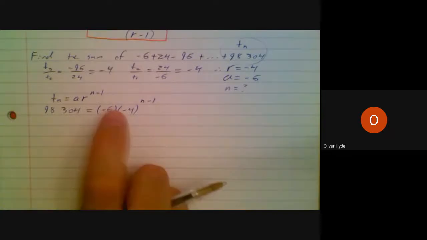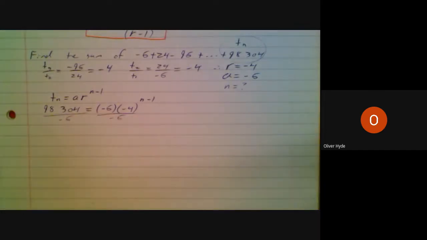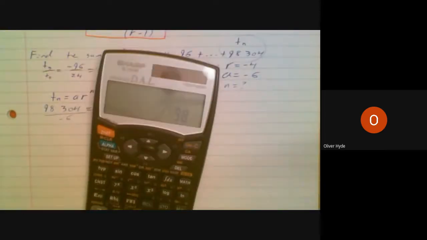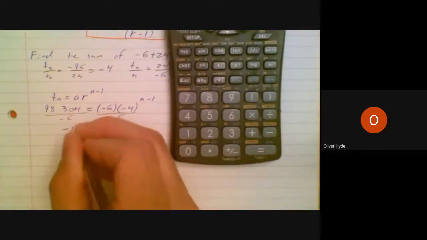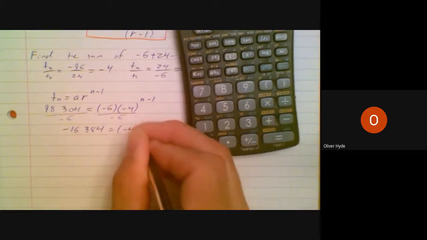I'm going to try to write both sides as a single power of a common base. The right-hand side is 2 powers right now. Let's undo one of those factors by dividing both sides by -6. We get -16,384 equals -4 to the exponent n minus 1.